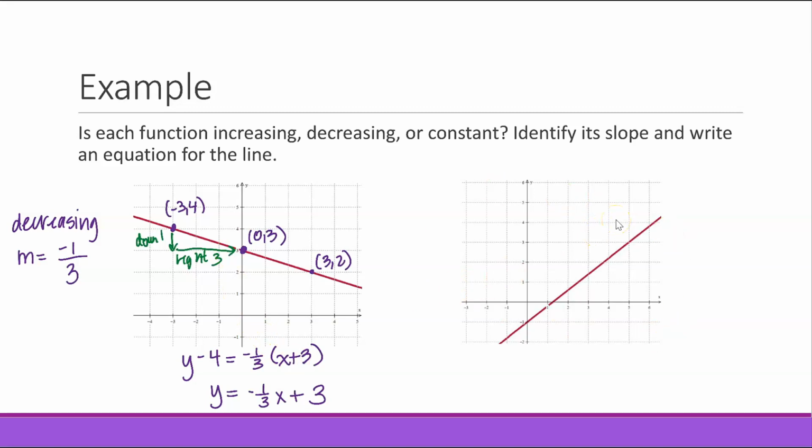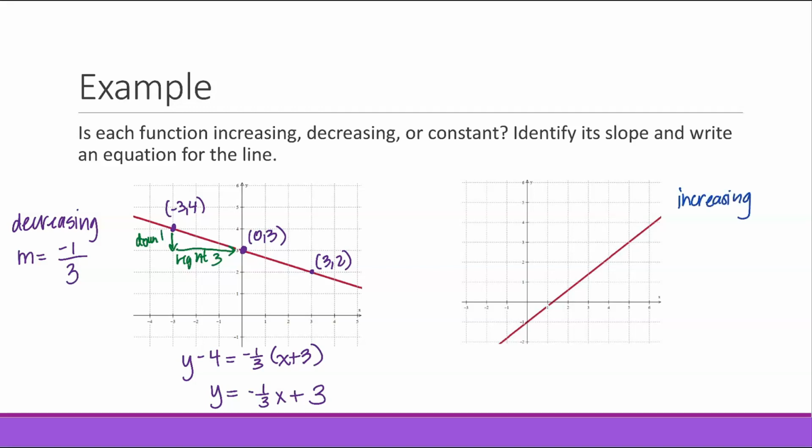Let's go ahead and take a look at the second example over here. The first thing I want to recognize is that this is an increasing function. So as I move from left to right, my y values are going up. It's like I'm going up a hill. So I have an increasing function.